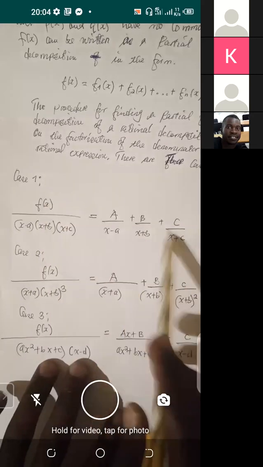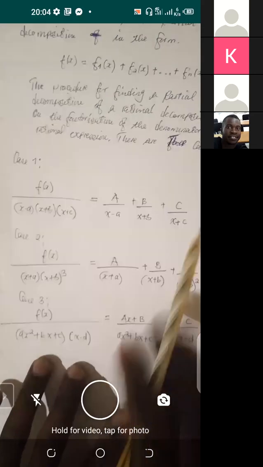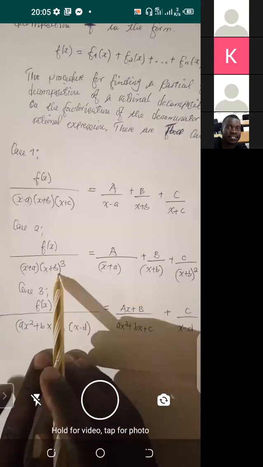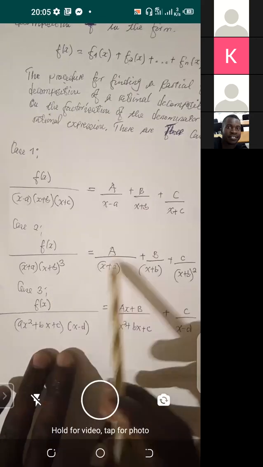Then case 2, we have repeating linear factors. So if you have something like x plus a, x plus b to the power 3, then this can be written as a over this one, b over this one, then c over this one, then finally d over this one. So it's repeating.